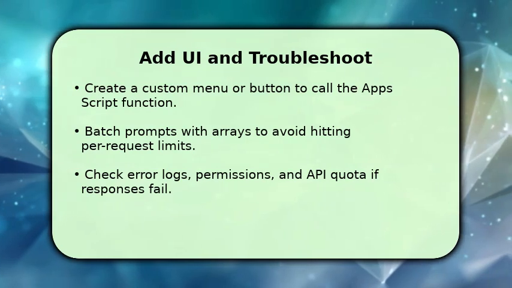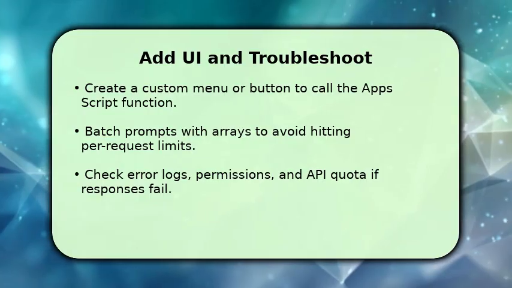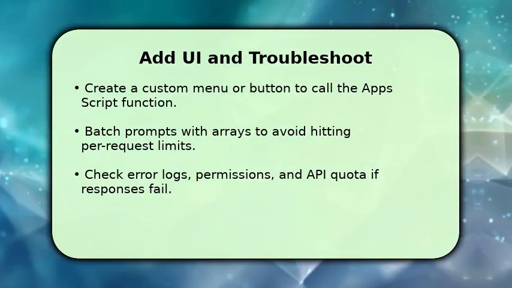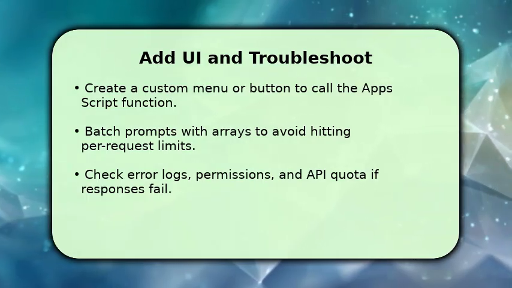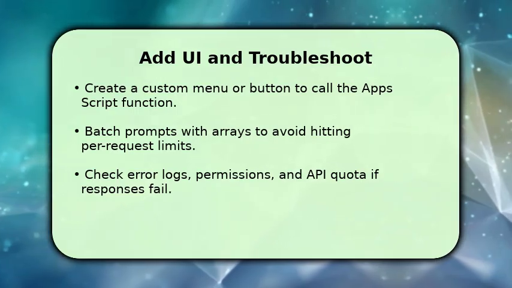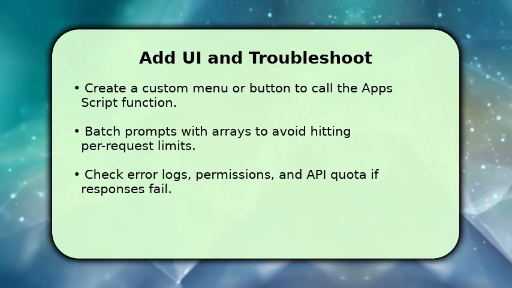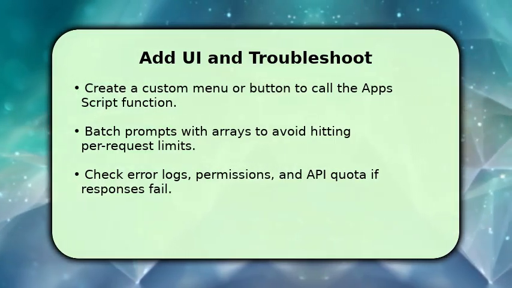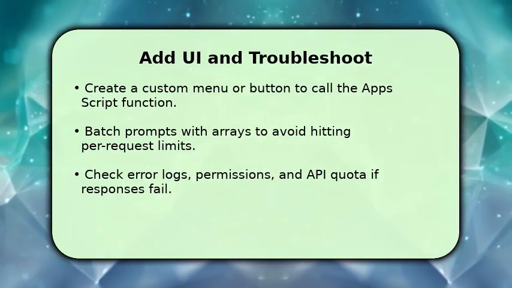Finally, add a custom menu or assign a drawing or button to run your function so you can trigger generation without opening the editor. Once done, optimize by batching prompts in arrays and writing back in bulk to reduce quota use and latency. If things go wrong, check the execution log for HTTP status codes, confirm script properties holds the correct key, and verify your API quota and billing. If a 429 or 401 appears, pause, adjust rate, and reauthorize as needed.